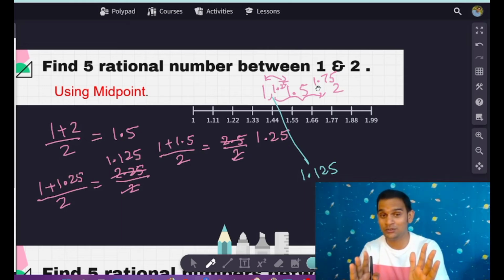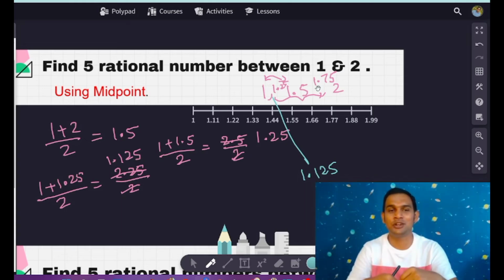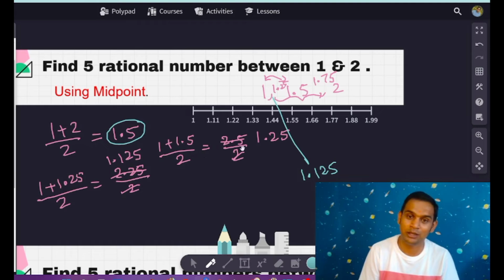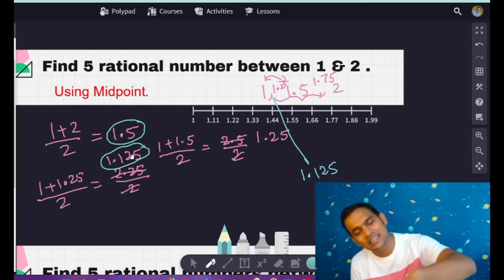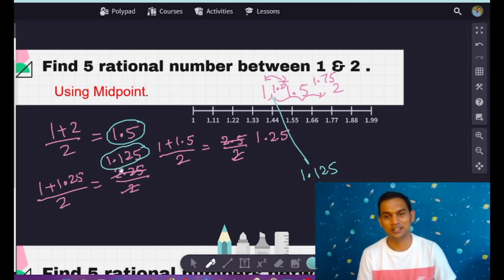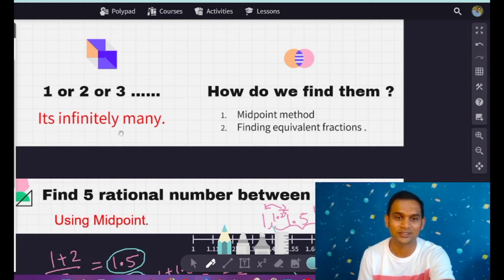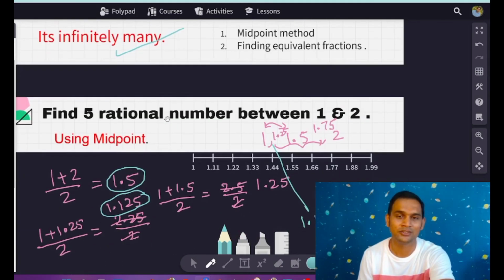So what did we discuss here? Any two numbers, find the average, right? How did we start? 1 plus 2 divided by 2, we got 1.5. Then between 1 and 1.5, 1 plus 1.5 divided by 2, we got 1.25. And then between 1 and 1.25, 1 plus 1.25 divided by 2, we got 1.125. And these numbers will keep on going, and we can find infinitely many numbers between two rational numbers. That is what we discussed.